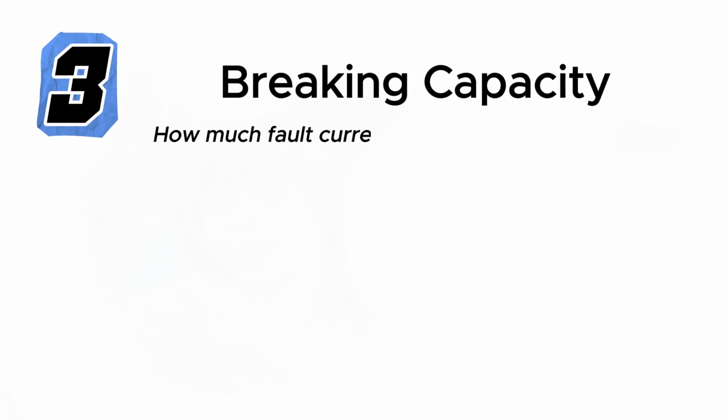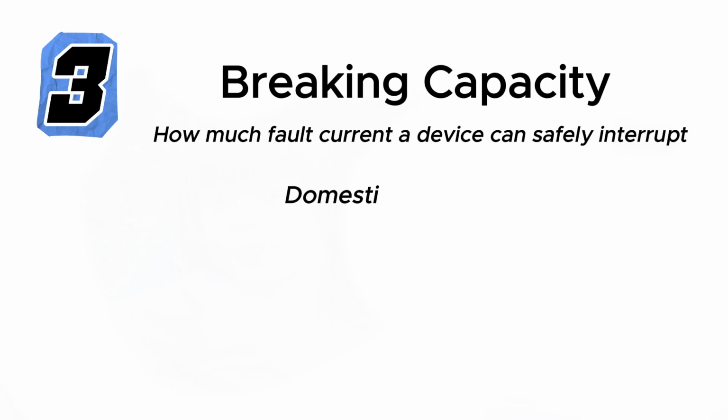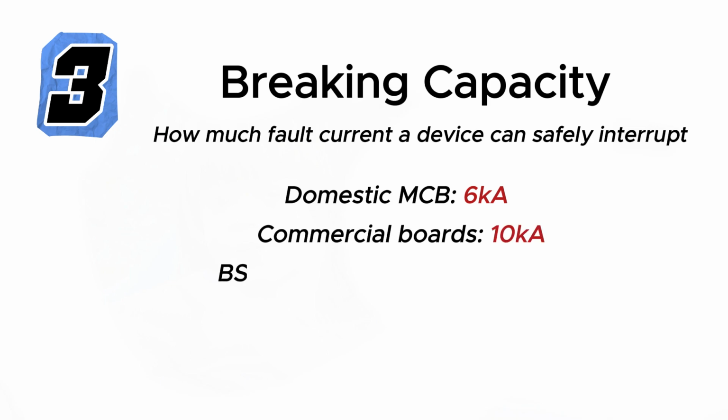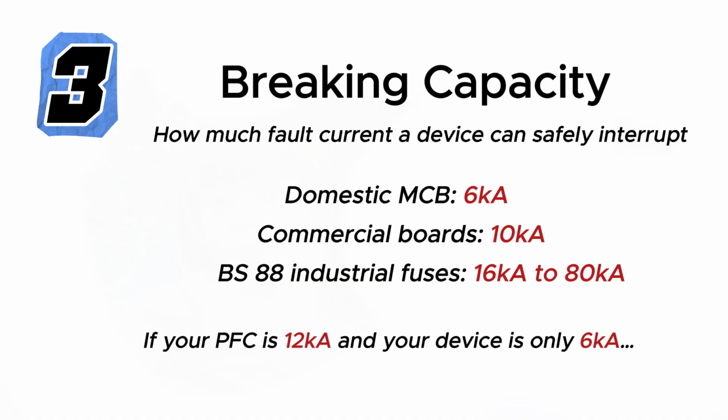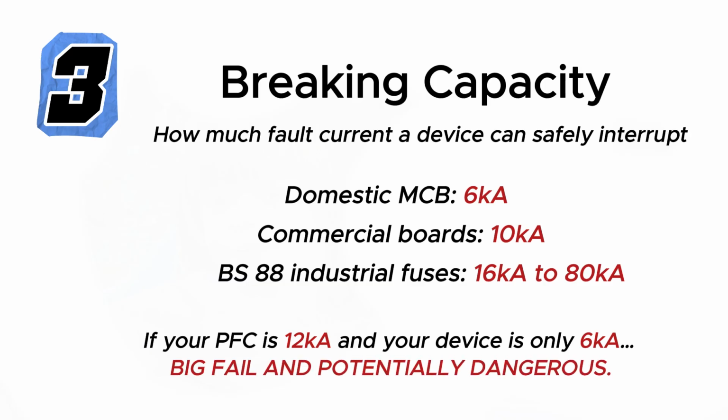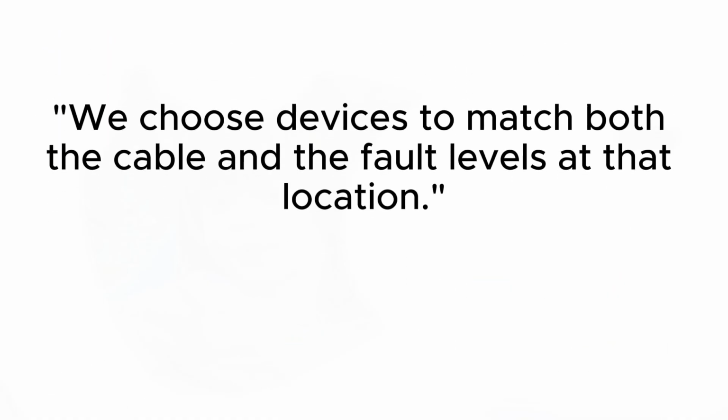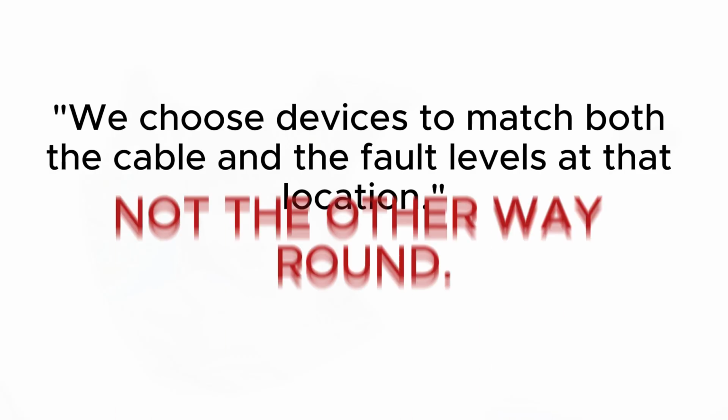3. Breaking capacity. This is how much fault current a device can safely interrupt. Examples: domestic MCB, 6 kiloamperes. Commercial boards, 10 kiloamperes. BS 88 industrial fuses, 16 kiloamperes to 80 kiloamperes. If your PFC is 12 kiloamperes and your device is only 6 kiloamperes, that's a big fail and potentially dangerous. So with Sparkies, we choose devices to match both the cable and the fault levels at that location, not the other way round.